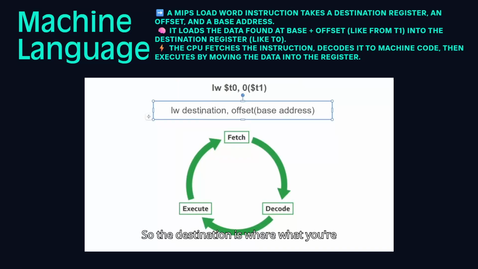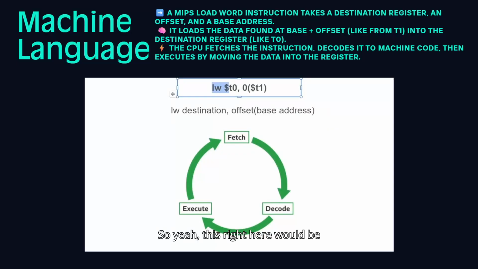The destination is where what you're looking for will be stored. The offset is how far from the base address you're going to go, how far from the base address you're going to look. And then the base address is where you want to start looking. So yeah, this right here would be putting whatever's at the location T1 into T0.